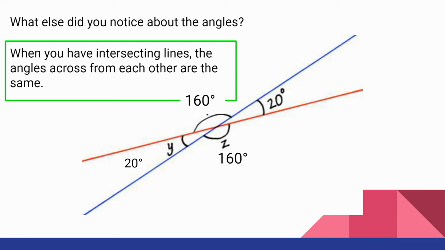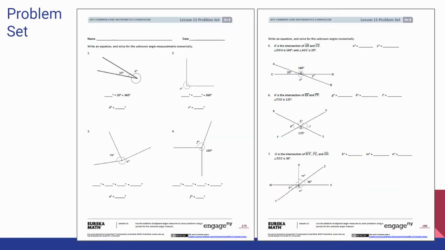We're not going to go too in depth with this, but if you want to investigate and draw some intersecting lines on your own and then measure those angles, you should find that the angles across from each other are the same. We will see this in the homework, but it's not the big idea of our lesson. It's something that I thought was interesting, and it's something that you will find in geometry. So let's get to our problem set.